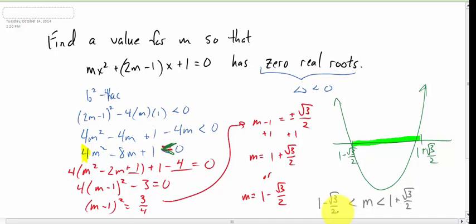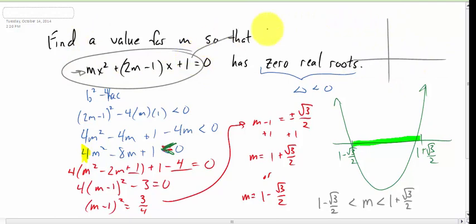The thing to separate out in your mind is that these are not solutions to the original quadratic. They are values that will give us the original quadratic so that there are no real solutions. In other words, the parabola would either be completely above or completely below the x-axis, never intersecting the x-axis. That's what it graphically means to have no real solutions.